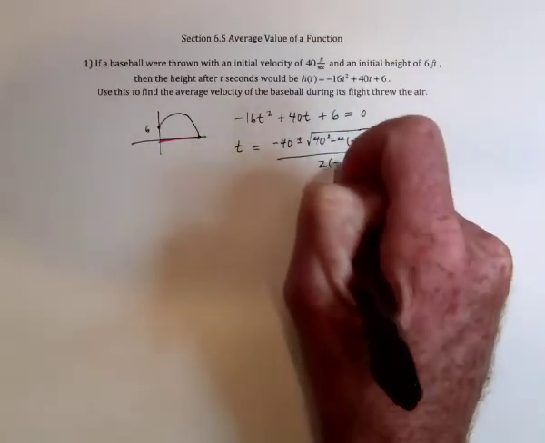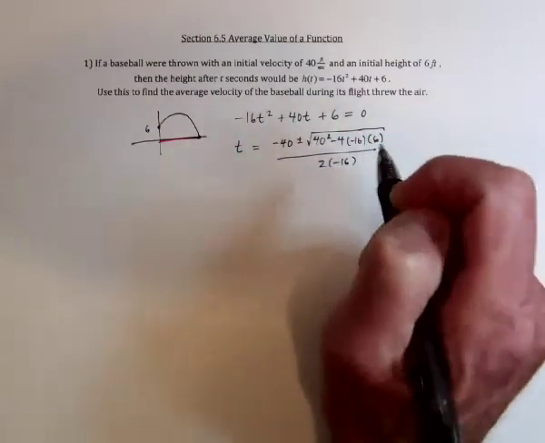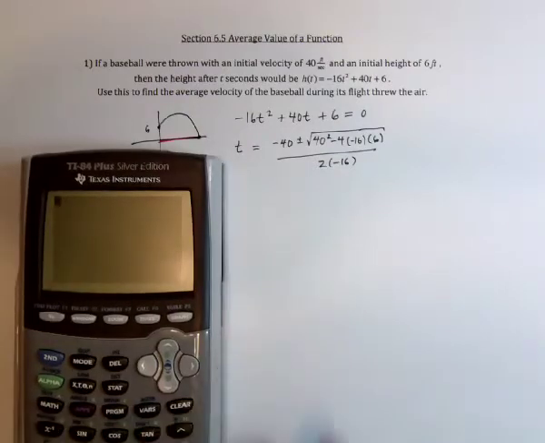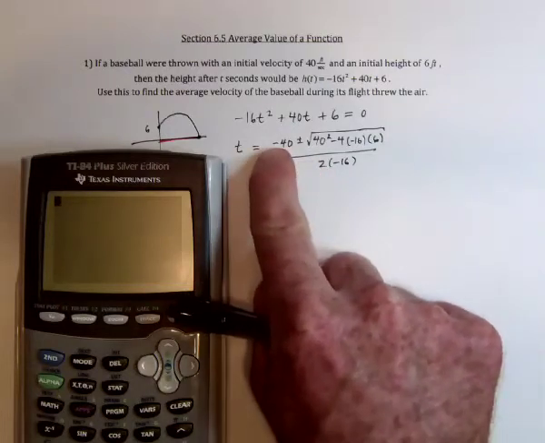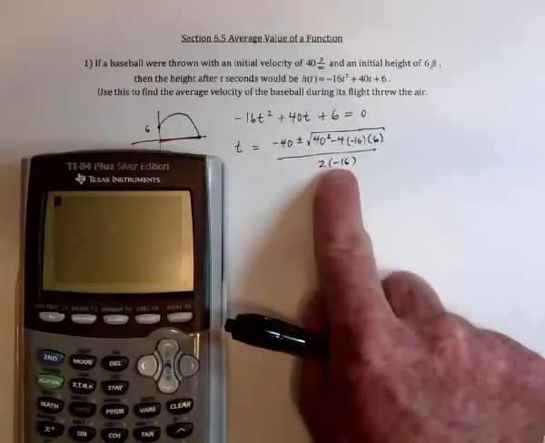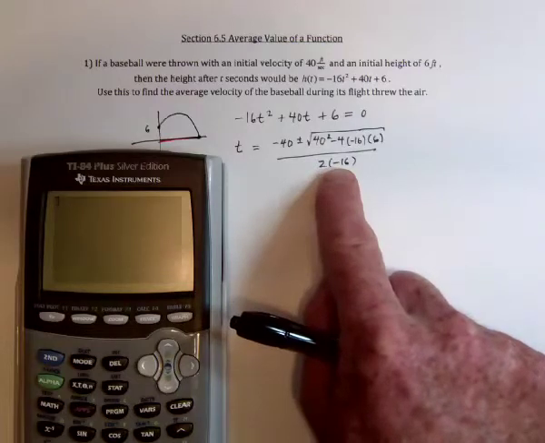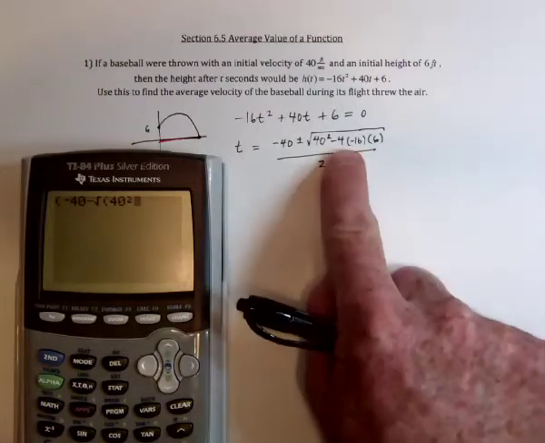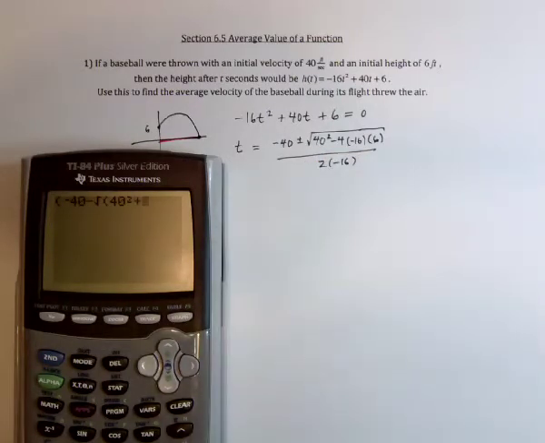Divided by 2 times the a. So if I use this negative, and this being negative, all the negatives will cancel at the end, and I'll get the one positive answer. So I'm just going to use the negative 40 subtract the square root, and then in here I've got positive 24 times 16, close the radical and the numerator, divided by negative 32.